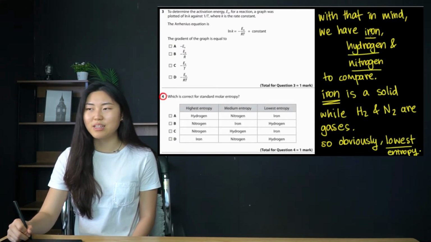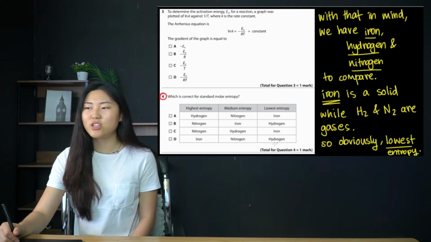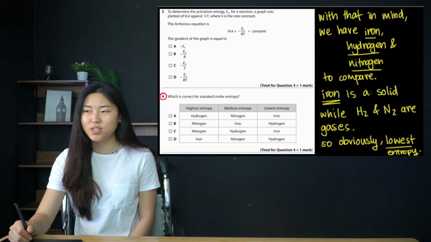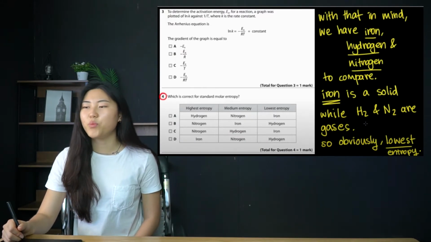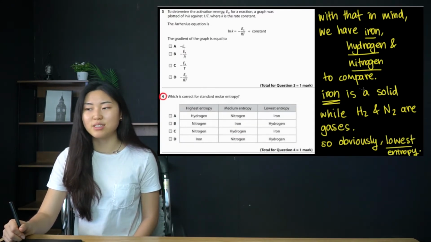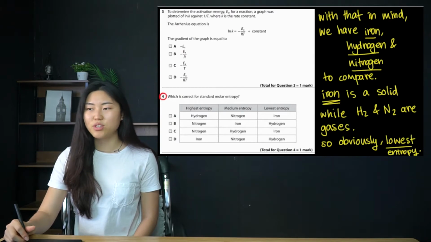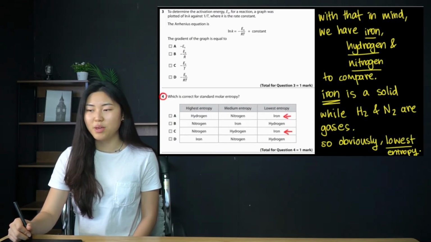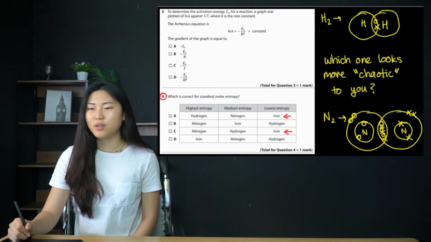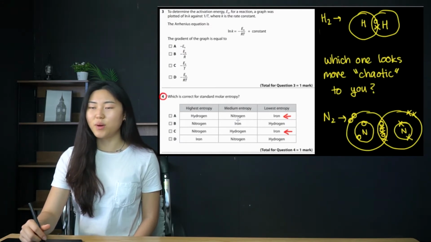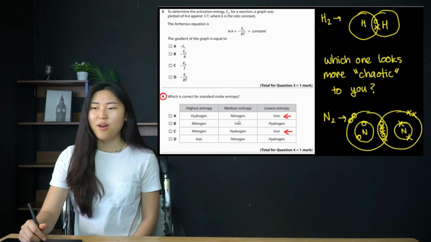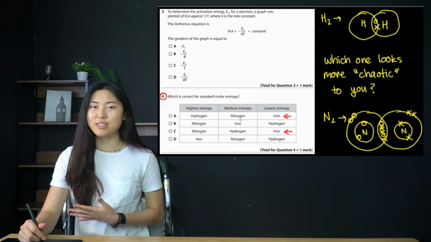Okay, so with that in mind, we have iron, hydrogen, and nitrogen to compare in this question. And obviously iron is a solid, it's a metal, right? While hydrogen and nitrogen are gases. So obviously iron is going to have the lowest entropy. Yeah, so that is shown by A and C. And so we need to decide whether hydrogen or nitrogen is going to have the highest entropy.